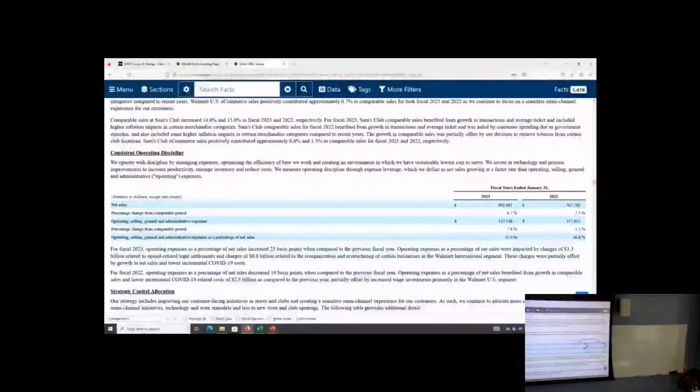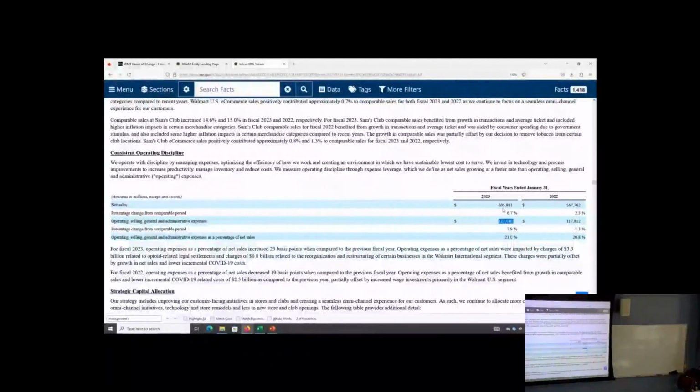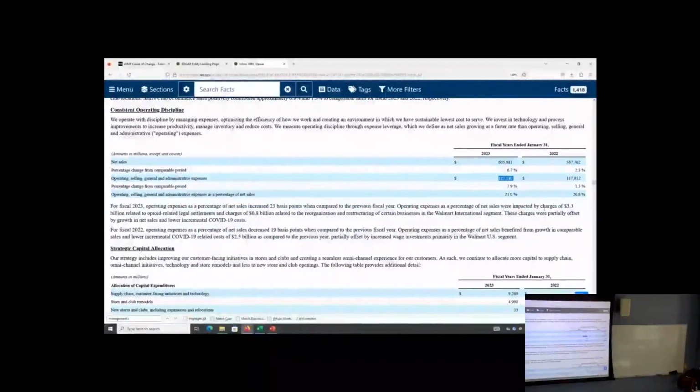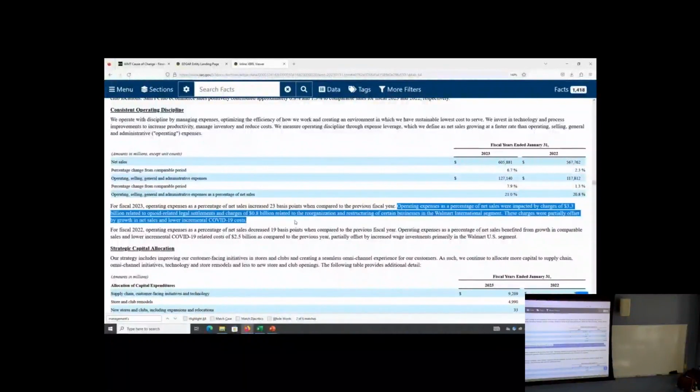Next, they bring up their operating discipline. So how were their costs controlled relative to their revenues being generated? And over this time, they actually found that there was an increase in cost over the previous year. So why was there an increase in cost? They detail that in this next line item. Operating expenses increased over this time, in part because of legal settlements where the company paid out additional money, and restructuring businesses.